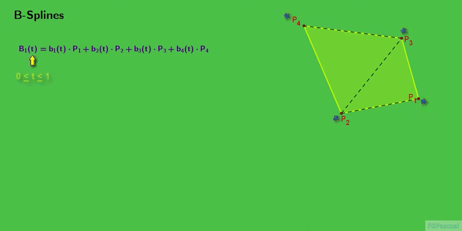The parameter t is between 0 and 1. And for each value of t between 0 and 1, there corresponds a point within the convex hull of the 4 points. Let us see what capital B1 looks like by starting t at 0 and then dragging t all the way up to 1.